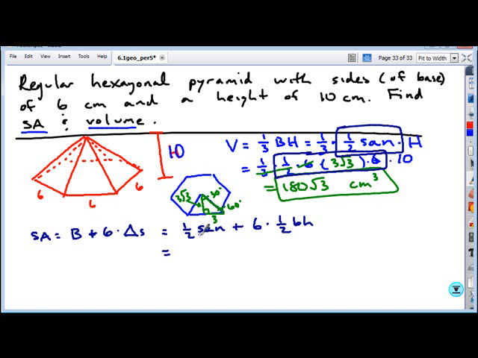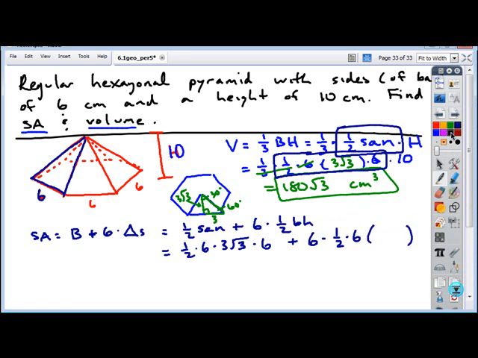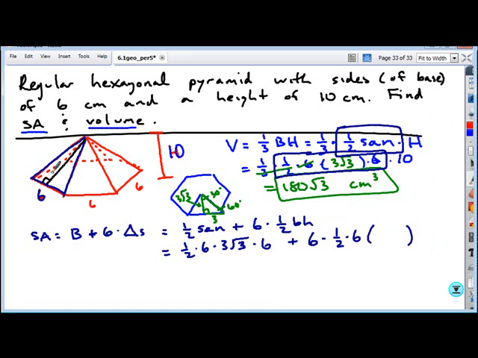If we put in the values that we know, it's just copying these. The side length is 6, the apothem is 3 root 3, the number of sides is 6, and we're going to add 6 times one half. Now we look at just one of these lateral faces, these triangles, and we want to find its area. The base of that was given as 6, so all we need is one more measure, and that's this height. So here's the measure that we're looking for.